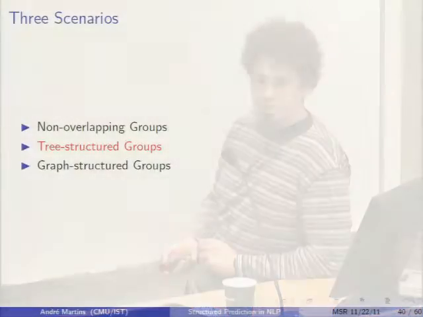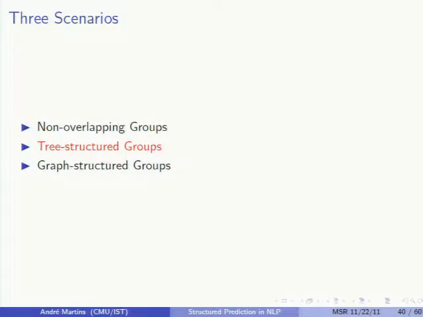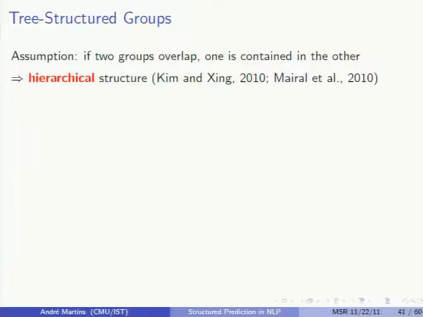Okay, let's look now at tree-structured groups. Here we are going to allow some overlaps, but we are going to constrain the kind of overlaps that we get. If two groups overlap, we are going to require that one is contained in the other. In other words, we want groups to be nested, so you have this hierarchical structure.